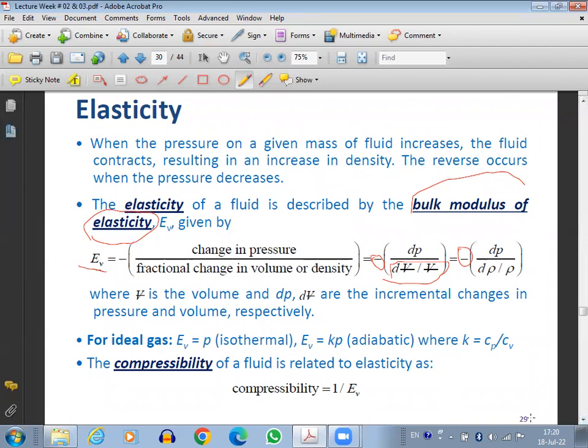Compressibility is basically the inverse or reciprocal of elasticity. So 1 over elasticity is actually compressibility. Okay. So compressibility is 1 over elasticity. This is an important thing, because this will not be provided in the exam. The formula for elasticity will be provided in the exam, but compressibility being the reciprocal of elasticity, this thing will not be provided in the exam. Okay.